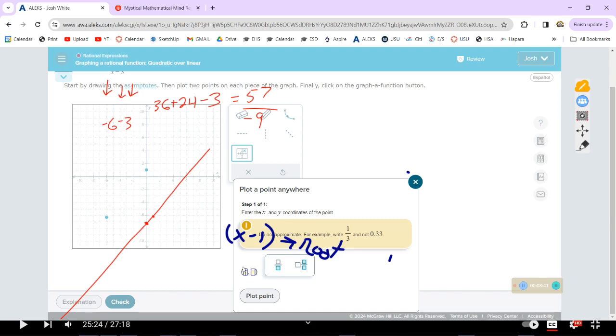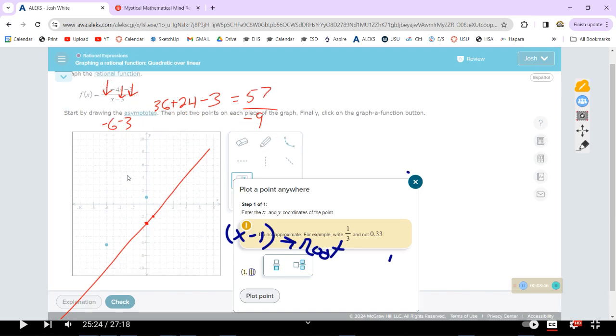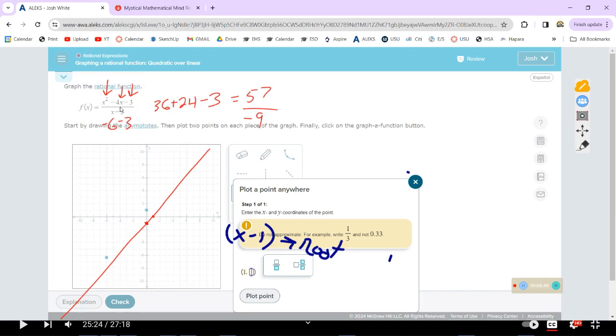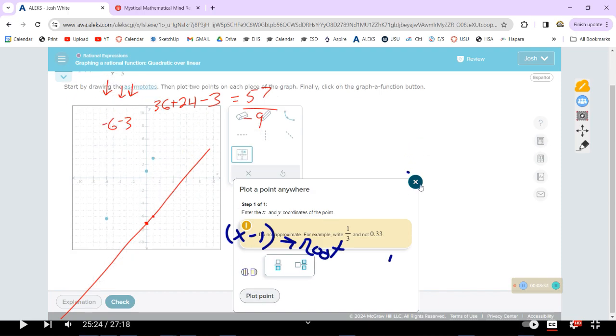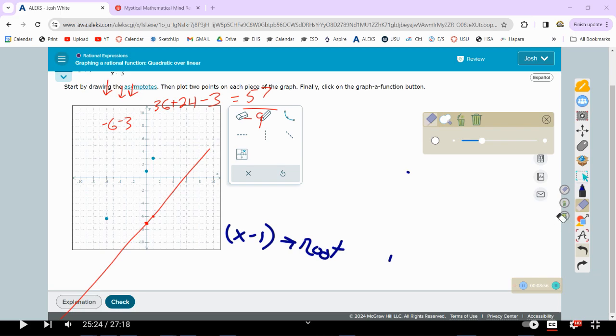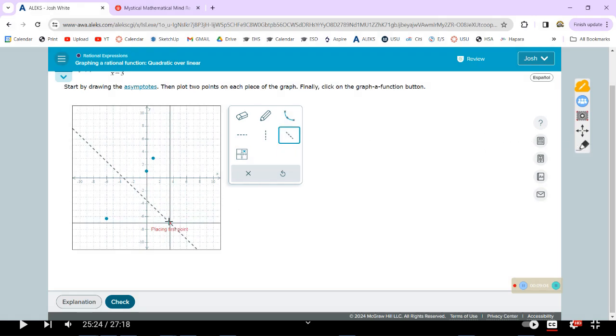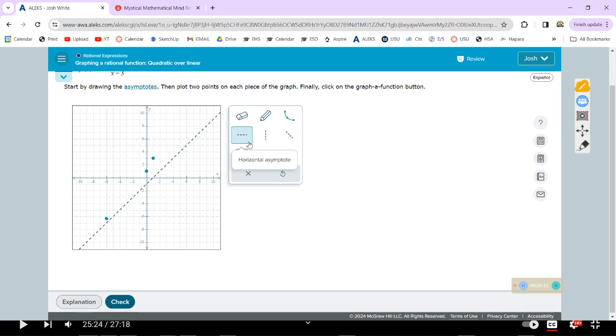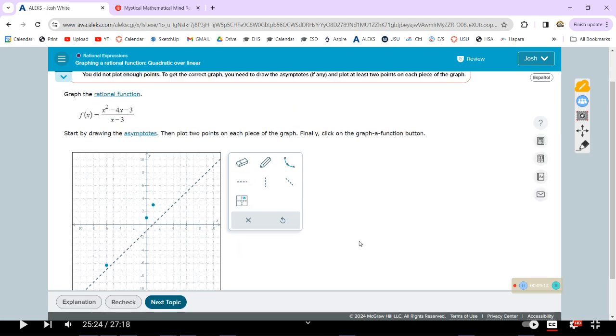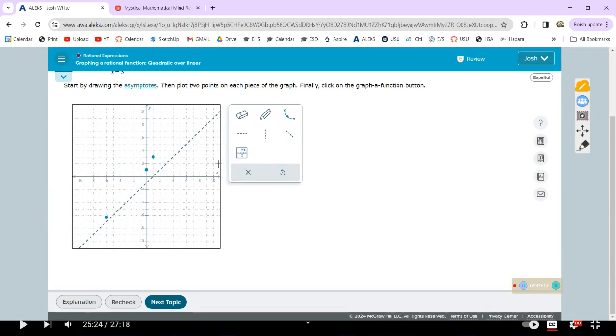And what was the other one? 1. What happened when we plugged in 1? It was 3. I don't know how many points it wants me to graph. So I have a slant asymptote that starts at negative 1 and goes up 1. Let's see if that will work. Did not plot enough points.